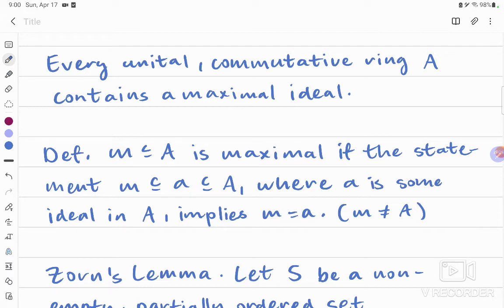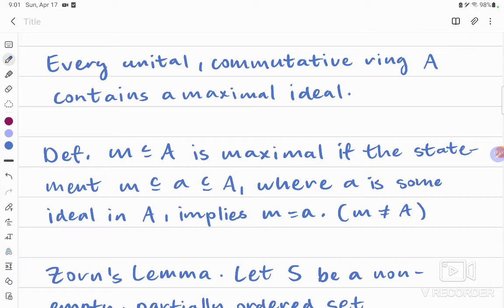And specifically, a maximal ideal is one that is not contained in any other ideal. So it is maximal, and we suppose that it is non-trivial, that is, it's not the entire ring. So it's properly contained in what we call A, our ring. And if you have any intermediate ideal here, then this statement implies that M equals A. So it is not properly contained in any other ideal. So this is our idea of maximal ideal.